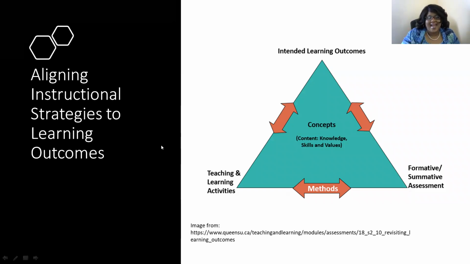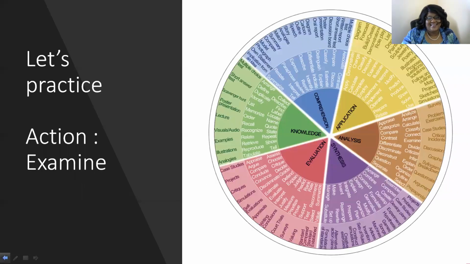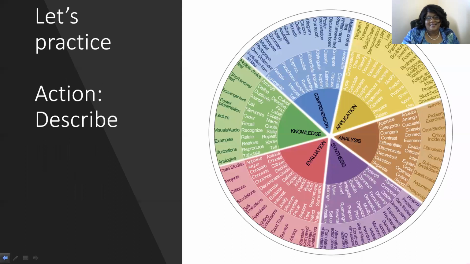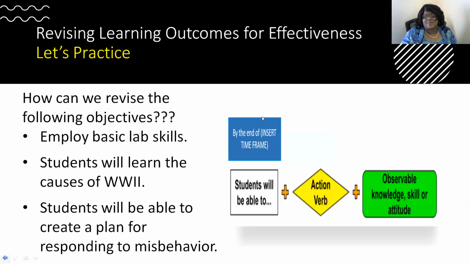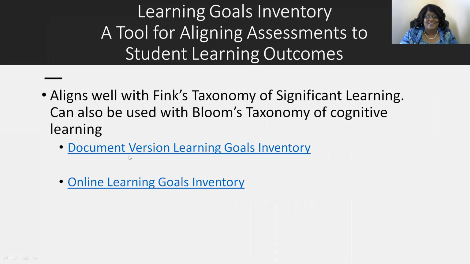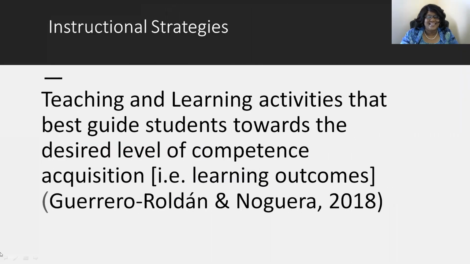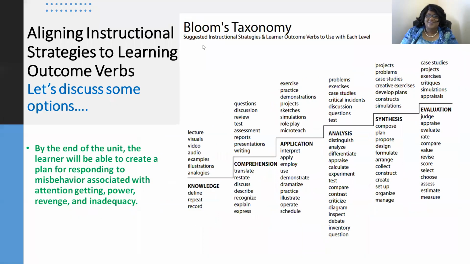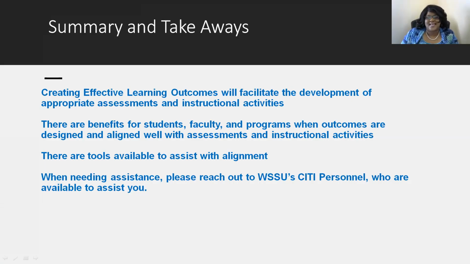So now we're going to go back and just for a refresher so we can look at our colors again. Let me see where we are. This is where we have our colors by the end of. So we have our time frame, then we have our students will be able to, the action verb, and then observable knowledge, skill, or attitude. So now we're going to go back to our summary, and you'll have this to look at and critique to see. So creating effective learning outcomes will facilitate the development of appropriate assessments and instructional activities. Our little triangle, everything relates.